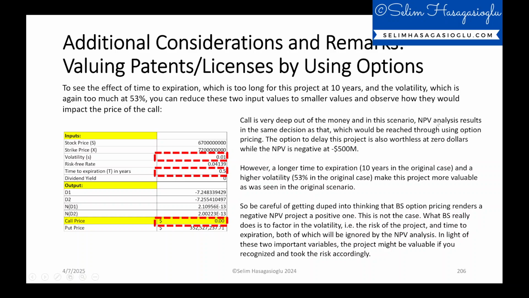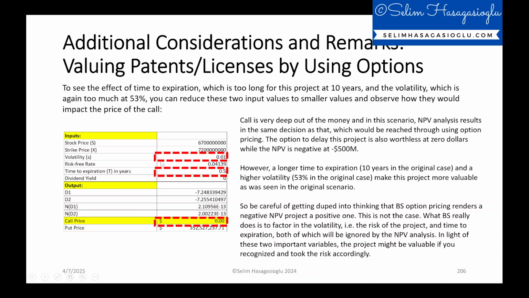And in this scenario, net present value analysis results in the same decision as that which would be reached through using option pricing. So the option to delay this project is also worthless at $0, while the net present value is negative at minus $500 million here. This is your cost, this is the present value of your future cash flows. So we reach the same conclusion in this case. However, a longer time to expiration, 10 years in the original case, and a higher volatility, 53% in the original case, make this project more valuable as was seen in the original scenario.